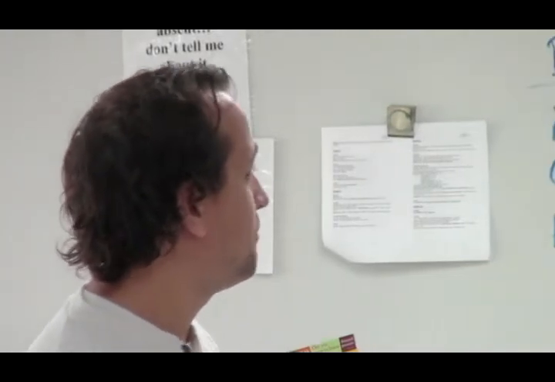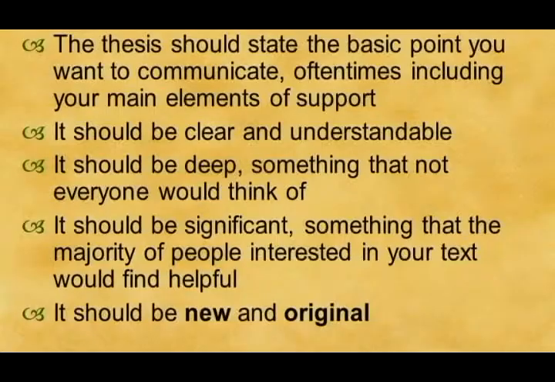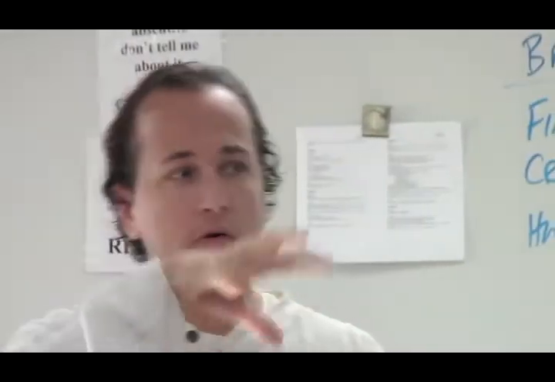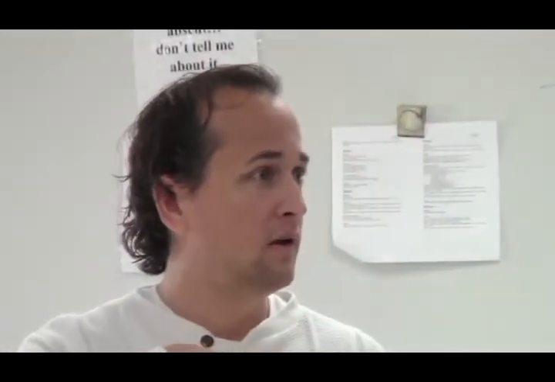The thesis should state the basic points that you want to communicate, oftentimes including your main elements of support. We'll show you some examples later on. But it should be clear and understandable. It should be deep and something that not everyone would think of. So it's not necessarily this is what we're going to talk about, this and this and this, but talk about in your thesis the overall theme of what we're going to see. If there's a conflict between good and evil or whatever, you're explaining that. You're not listing all of the elements that we're going to be seeing throughout your paper.